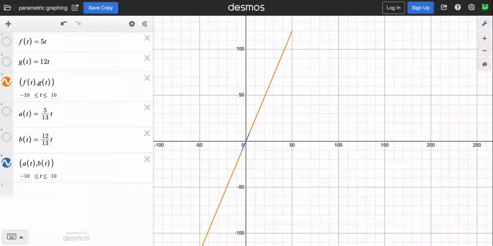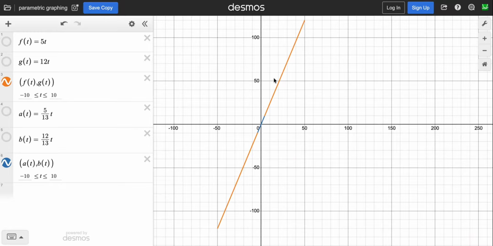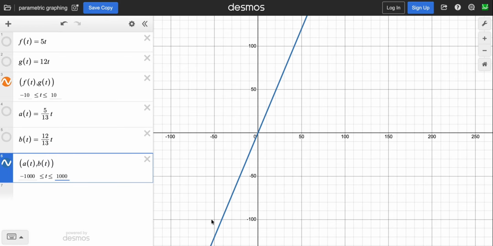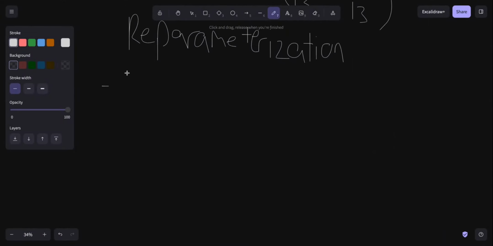And so I have Desmos pulled up here, and tell me what you notice. So our original function looks like this, in the orange. And our new function, after we reparameterize it, is represented by this little blue line right over here. Notice how it still traces out the same curve. Like if I let t range from a very big value, at the end of the day, it still traces out the same curve, right? So something important to know about reparameterization is that it still traces out the same curve.